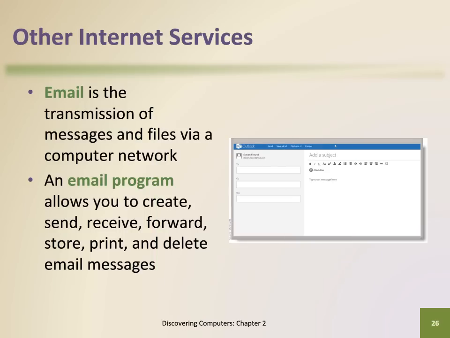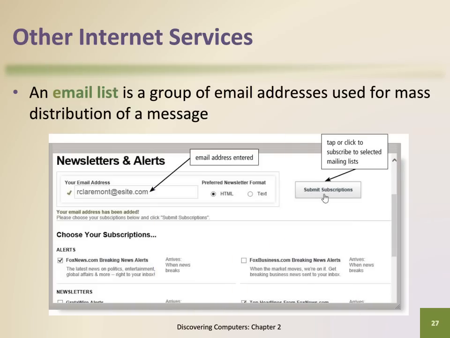Electronic mail is a primary method of communication for both personal and business use. Email is the transmission of messages and files via a computer network. Messages can consist of simple text or can contain attachments, such as documents, graphics, or audio/video clips. You subscribe to an electronic mailing list to receive copies of messages. You unsubscribe from the mailing list to remove your name.